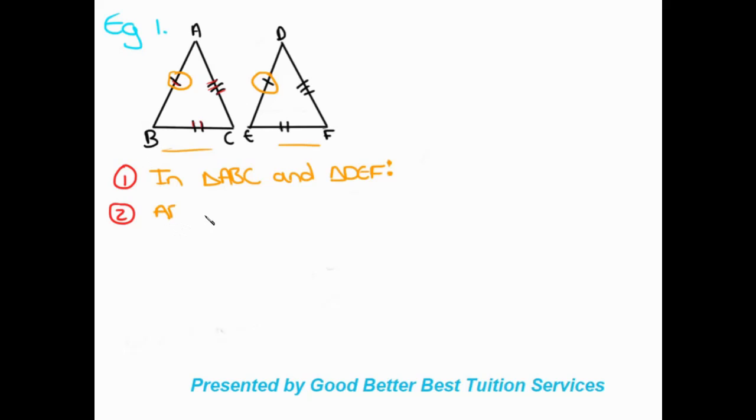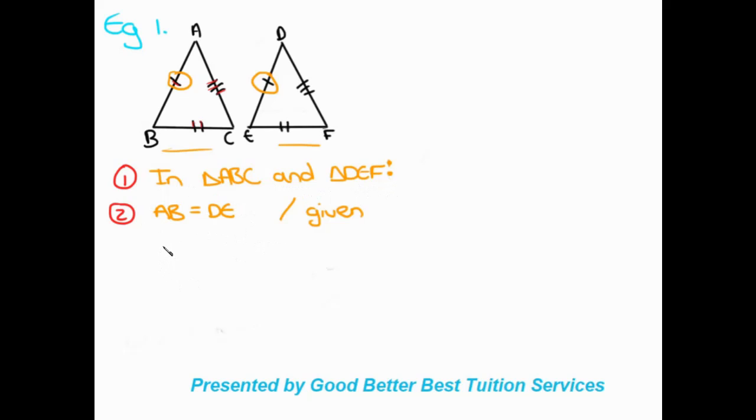AB is equal to DE. And the reason we'd give them is that it is given, because they gave us that these 2 sides are equal. So you can see how the steps come together. It says in triangle ABC and triangle DEF. Now we're telling them what is in both triangles, right?